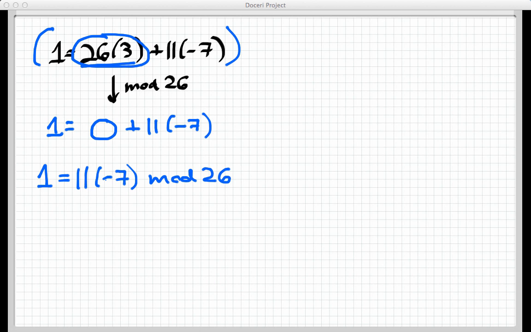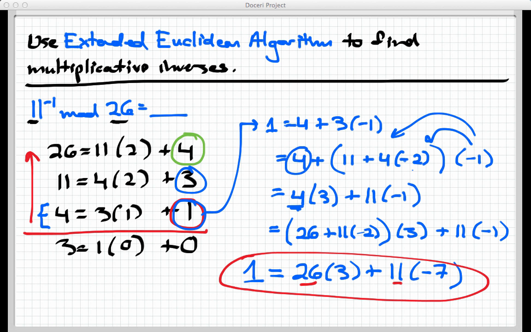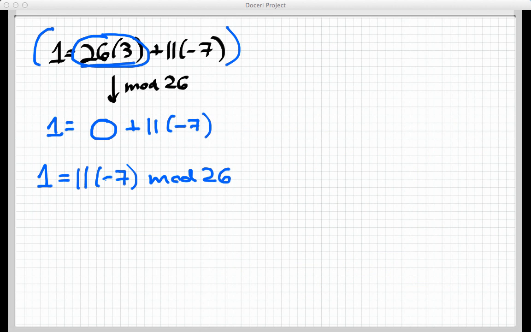And this is a partial answer to the question I had just a couple of slides before. What do I multiply 11 by to give me 1 mod 26? Apparently it's negative 7. So that is at least a multiplicative inverse for 11. 11 times negative 7 is congruent to 1 mod 26. The one other thing I'd like to do is that negative 7 doesn't correspond to a position in the alphabet. So I'm going to take negative 7 and reduce it mod 26. Negative 7 is the same thing as 19 mod 26.